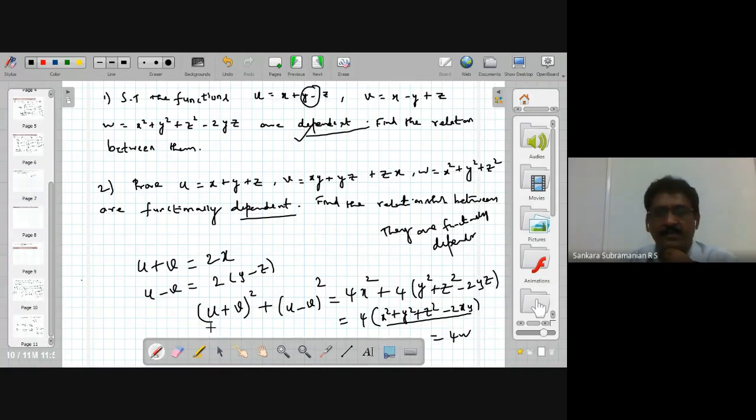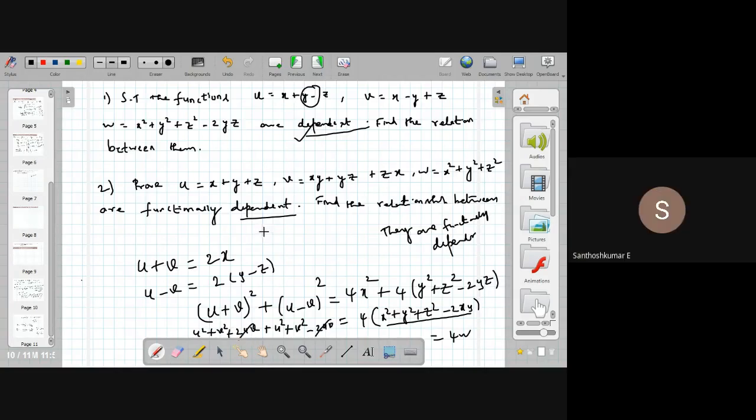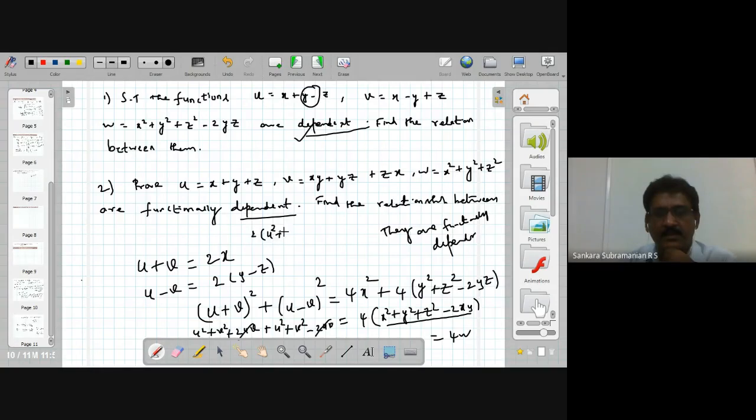And if you see the left side, we have a relationship in terms of u, v, w, and this can also be simplified: u square plus v square plus 2uv, and here u square plus v square minus 2uv. So you get 2 times of u square plus v square equal to 4 times of w. Therefore, u square plus v square equal to 2w is the relationship between these three variables.